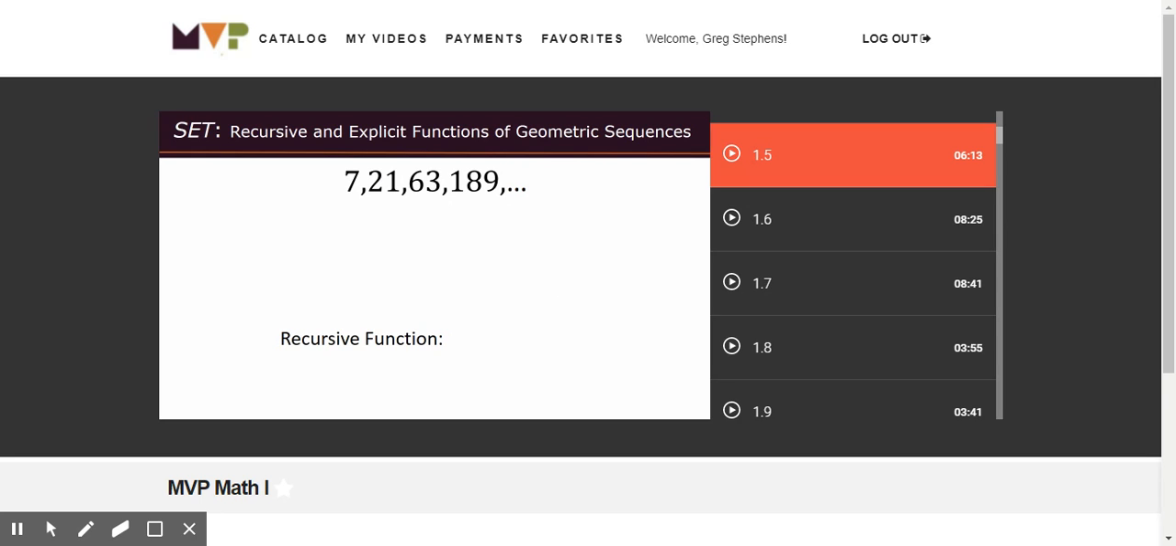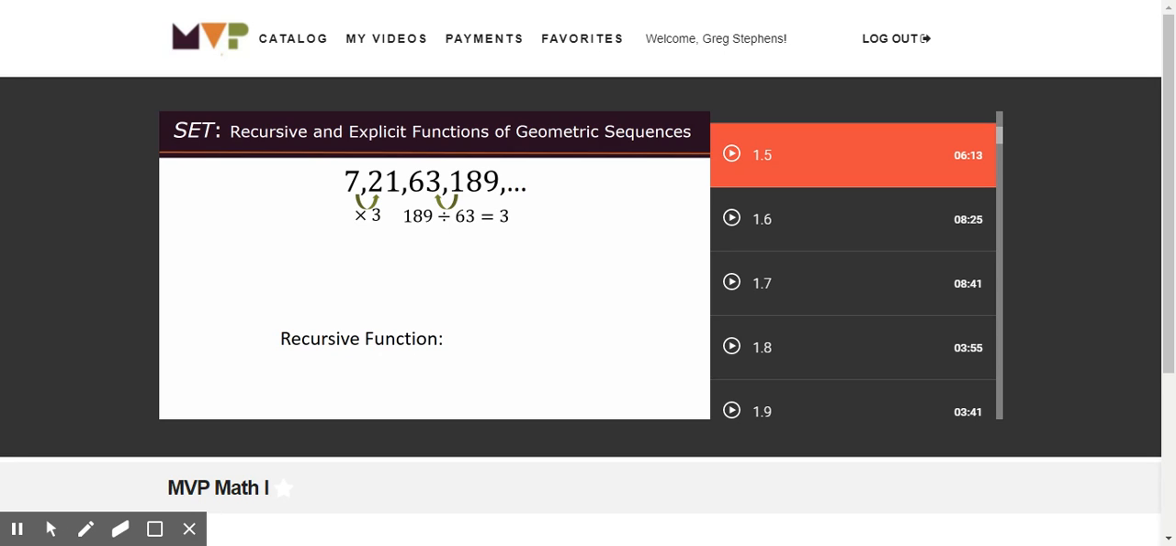Let's begin by looking at a sequence: 7, 21, 63, 189, and so on. You can multiply the previous term times 3 to get the one you have now, or you could take the term you have now and divide it by the previous term to determine that 3 is being multiplied each time. Therefore, 3 is the common ratio.